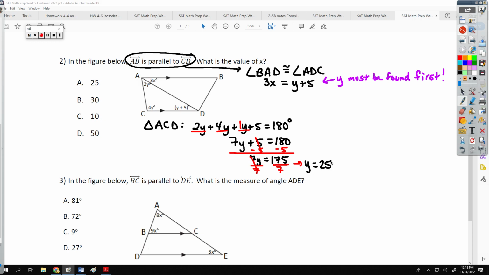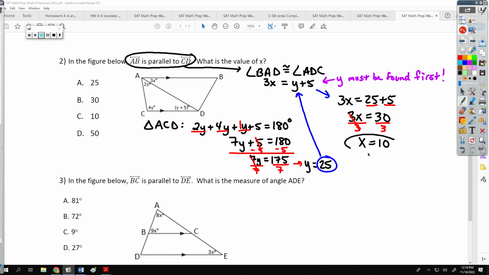Now, if y is 25, that's valuable to us because that allows us to plug it in right there. So that would give us 3x is equal to 25 plus 5. Add like terms, 25 plus 5 would be 30. And then to get x by itself, we simply need to divide each side by 3 to get rid of the 3 in the 3x. X has to be 10.